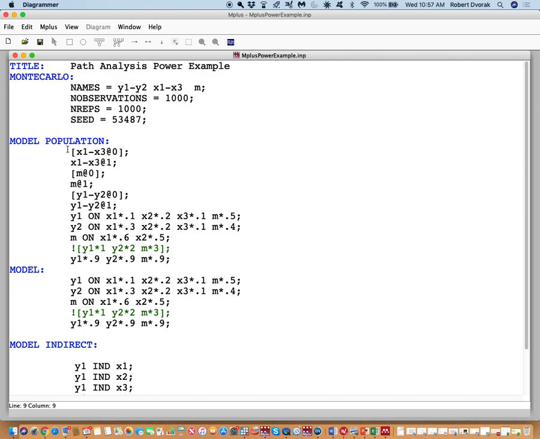Brackets tell Mplus this is what the mean is. We're going to fix this mean. What I'm saying here is x1, x2, x3 has a mean of 0. And then right below it I have x1 through x3 at 1. What is Mplus doing there? Anybody know? That's fixing the standard deviation of x1, x2, and x3 to 1.